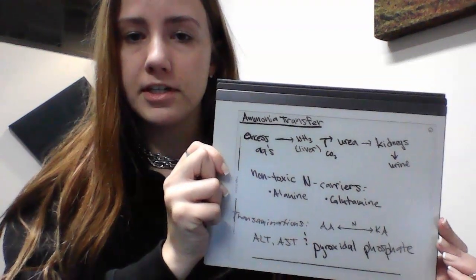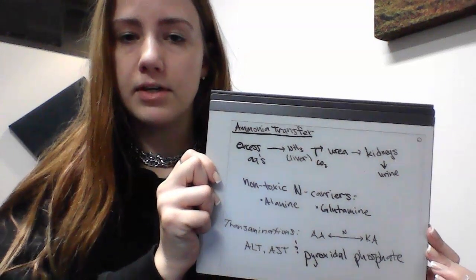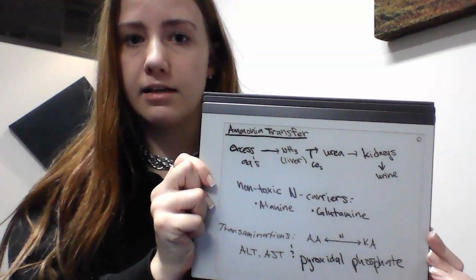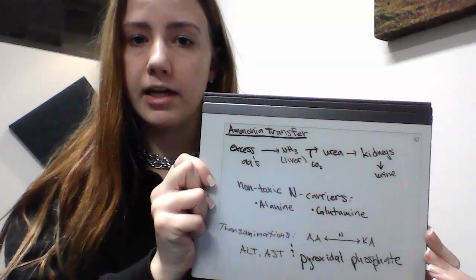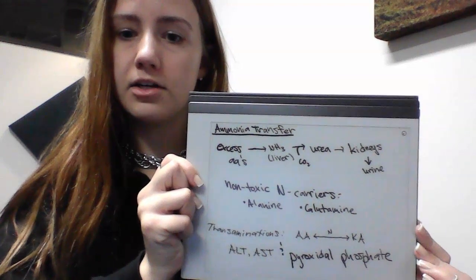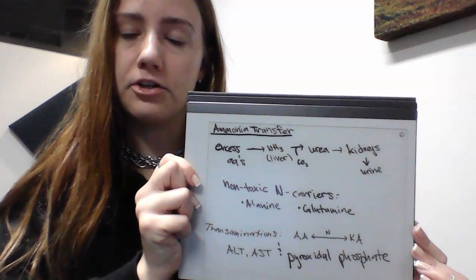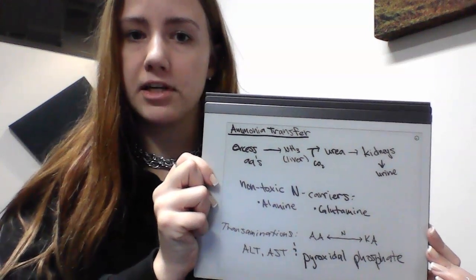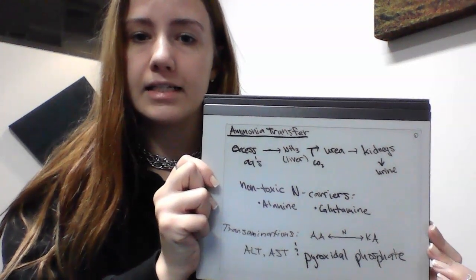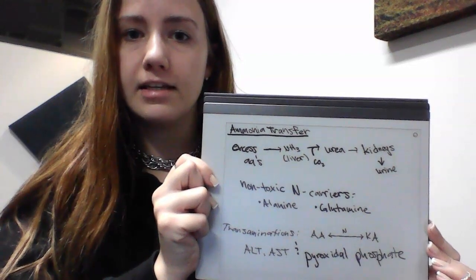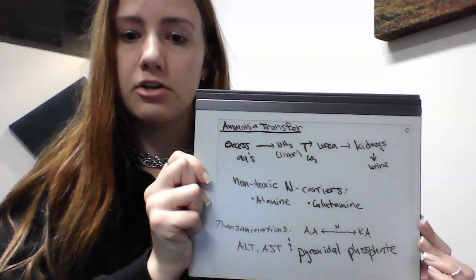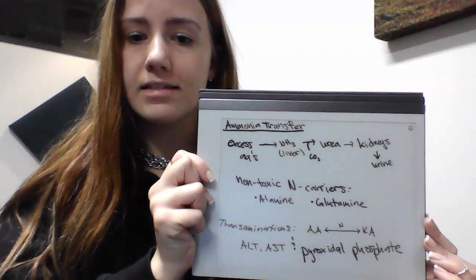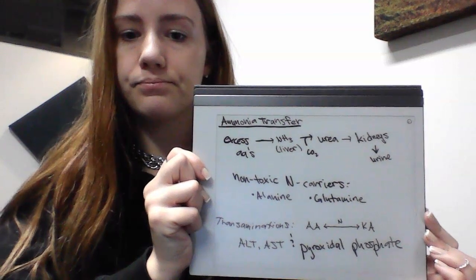To go over ammonia transfer in the body, excess amino acids are brought to the liver where they are oxidatively deaminated, forming ammonia, which is combined with carbon dioxide to form urea in the urea cycle. This urea is a less toxic way of transporting nitrogen, and it is filtered out through the kidneys in the urine. The non-toxic nitrogen carriers in our bodies are the amino acids alanine and glutamine.